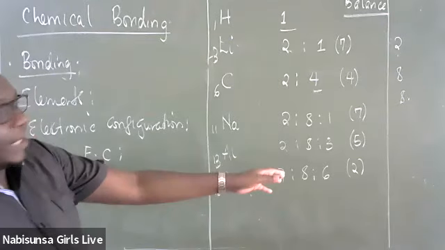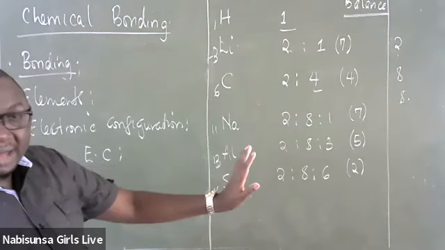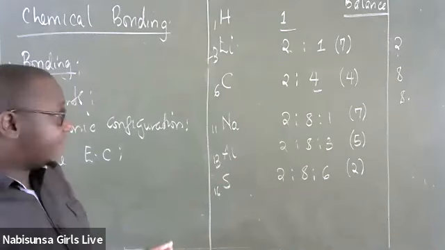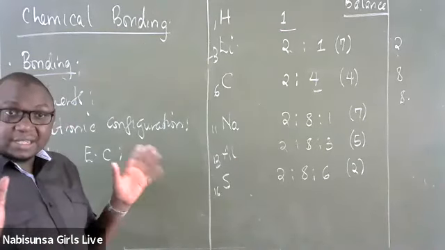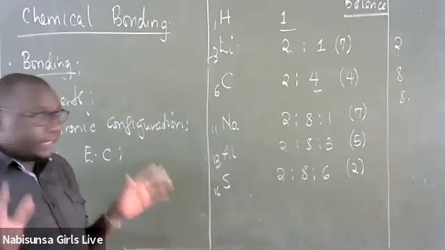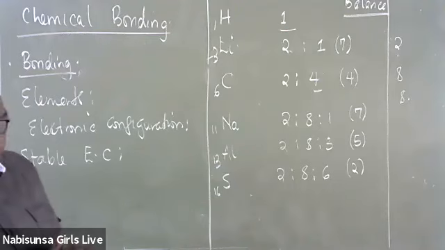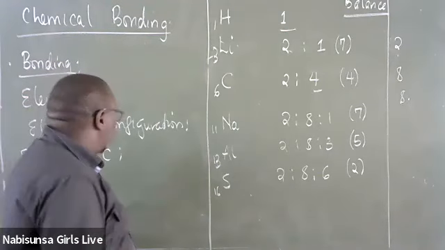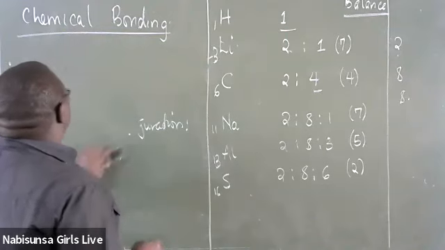When you look at the extra electrons required, there are so many. Each one requires different amounts, but those different numbers are going to bring us to the different types of bonding that you may need to have. Okay, so now, talking about types of bonding, we shall have several types of bonding here.